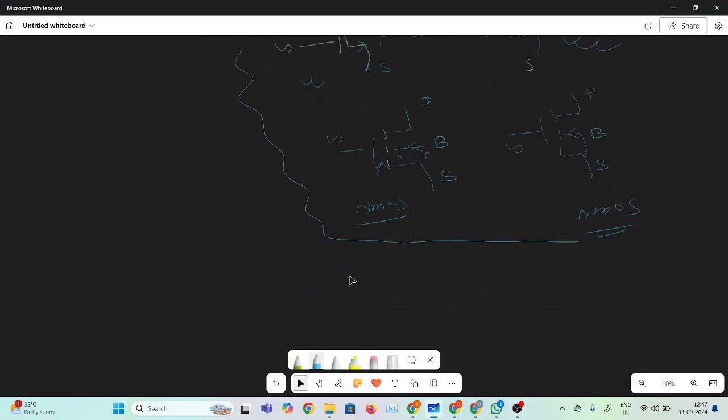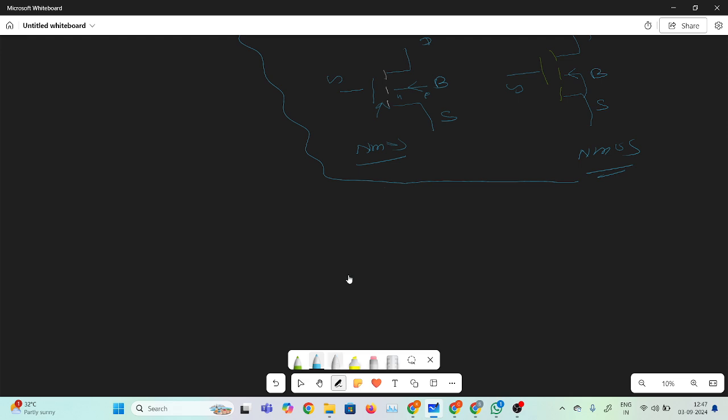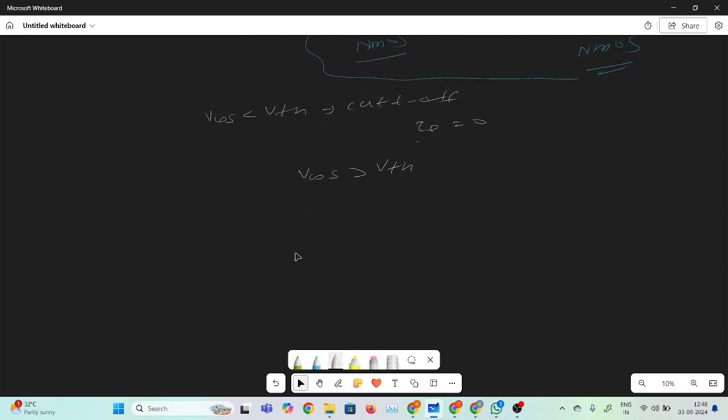Again I am writing the equation of the current. I think you have an idea. If the VGS is less than the VTH, this is the cutoff region, no channel is created, and the ID current is 0. But if VGS is greater than VTH, in that case there are two possibilities.